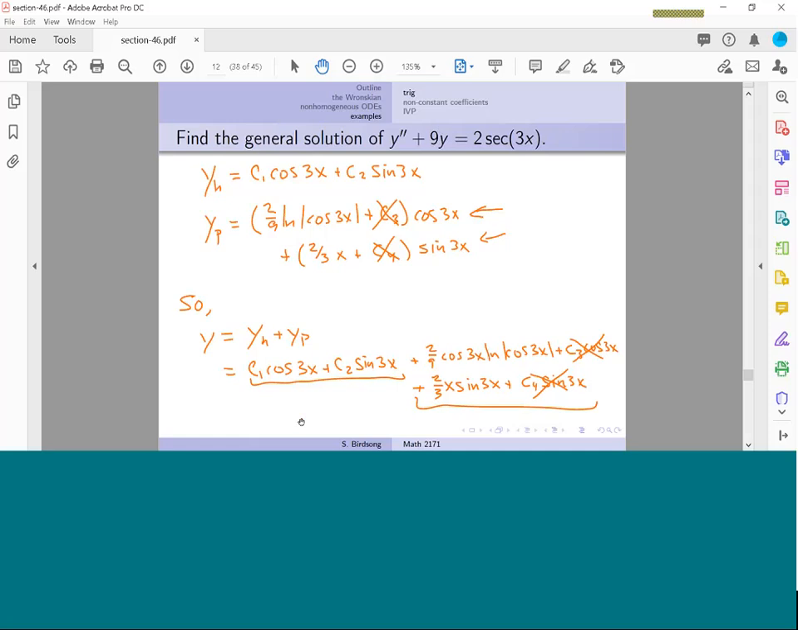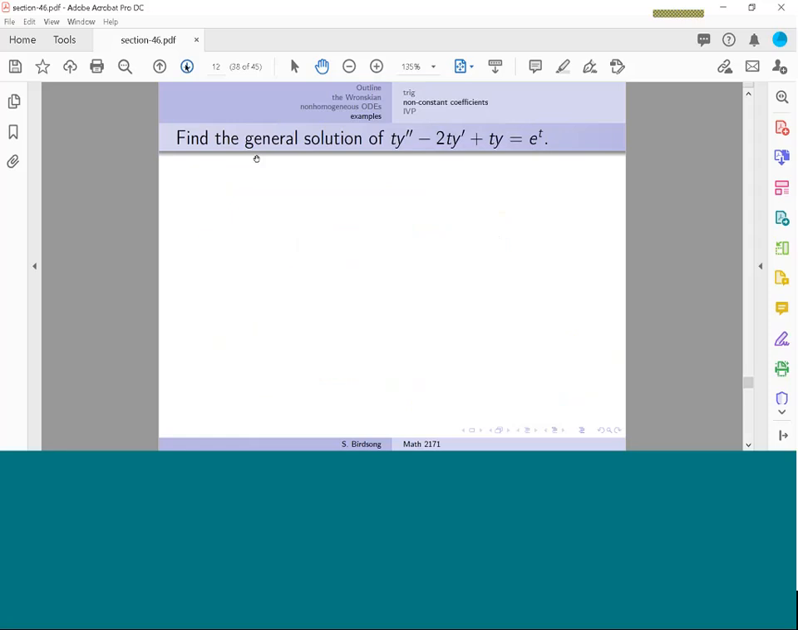So the next example is one where the method of undetermined coefficients also doesn't work. We want to find the general solution of t times the second derivative of y minus 2t times y prime plus t times y equals e to the t. The difference this time is that we don't have an independent variable of x, we have an independent variable of t. There's also another issue that we need to worry about. Anybody spot an issue that we need to worry about straight off the bat before we do any work whatsoever?